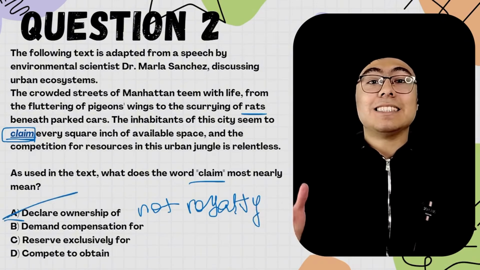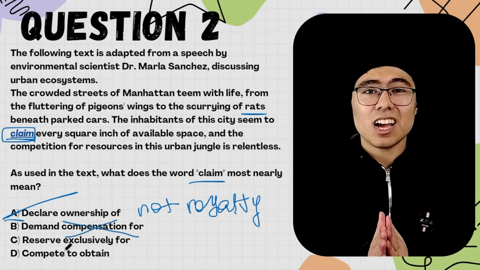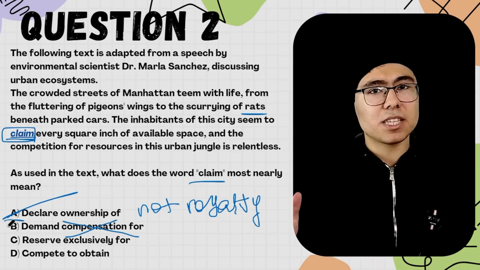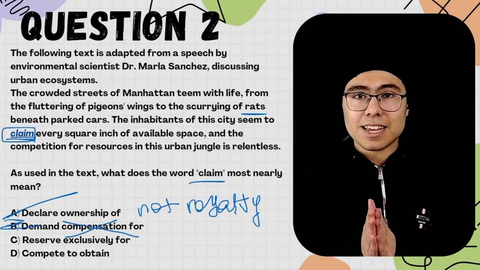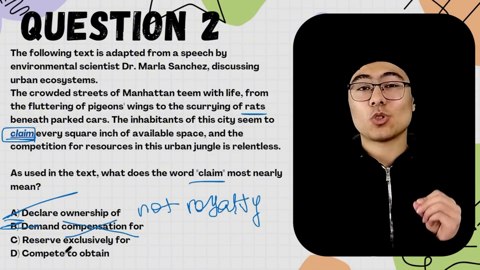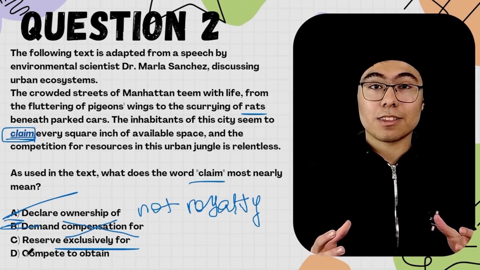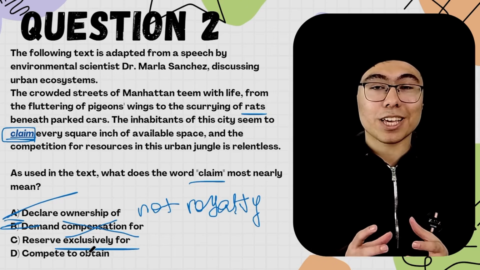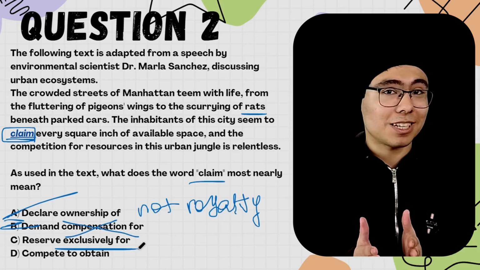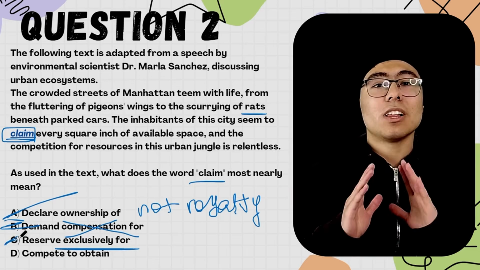Choice B, demands compensation for. What? Who's getting paid? A rat isn't walking into a court saying, "I demand financial compensation." No, it's not saying that. So we can literally eliminate this choice as well. Now let's have a look at choice C, reserve exclusively for. This looks like they are booking an Airbnb, reserving this ledge from 3 p.m. to 6 p.m. No, this is not a reservation system, so this choice is wrong.